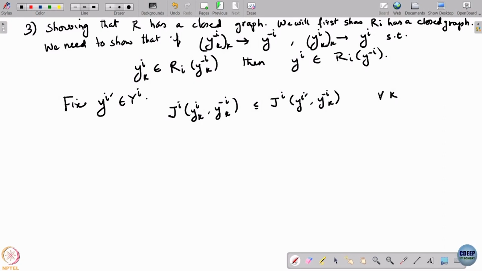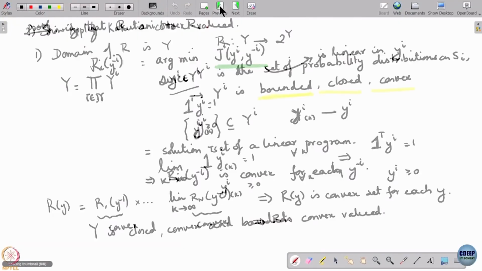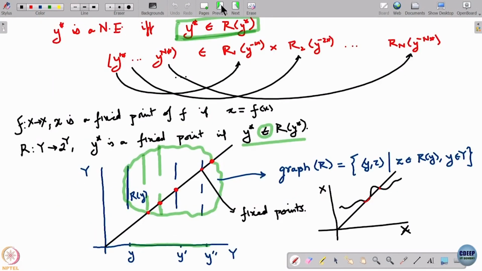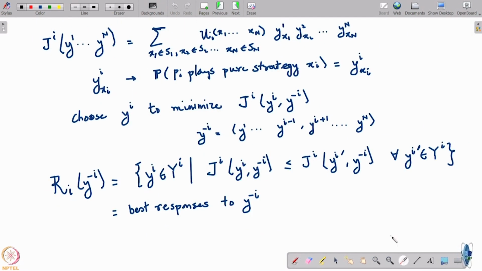Now what we can do is take the limit as k going to infinity. I have fixed a yi dash, so yi dash does not move with k. I take the limit as k tends to infinity. Tell me, what do I get when I take the limit? We just said that ji is actually a polynomial. Ji was this polynomial.